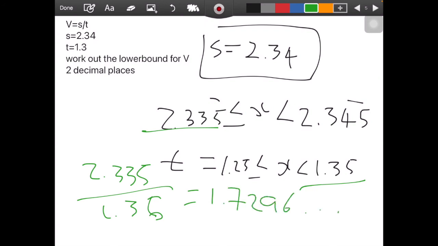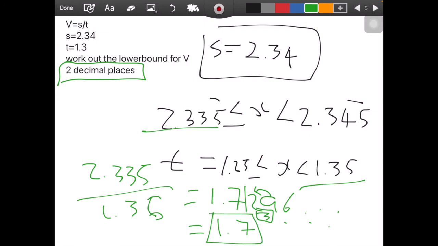And if we plug this value into our calculator, we will get 1.7296, etc. And since it is asking to round our values to 2 decimal places, we are going to do exactly that and make this whole thing equal to 1.7, as even if the 9 carries over, this will only be a 3, etc. So 1.7 is our final value.